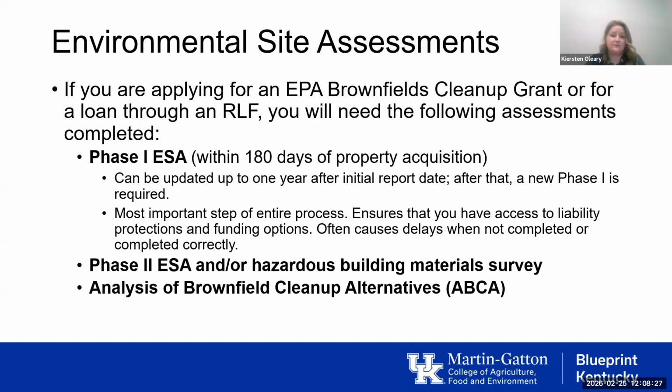Also, you will need a Phase Two environmental site assessment and/or hazardous building materials survey looking at asbestos and lead-based paint, as well as an analysis of brownfield cleanup alternatives, which is basically a document that's written up talking about the intended reuse of a site and what all the cleanup options are for that. Next slide.